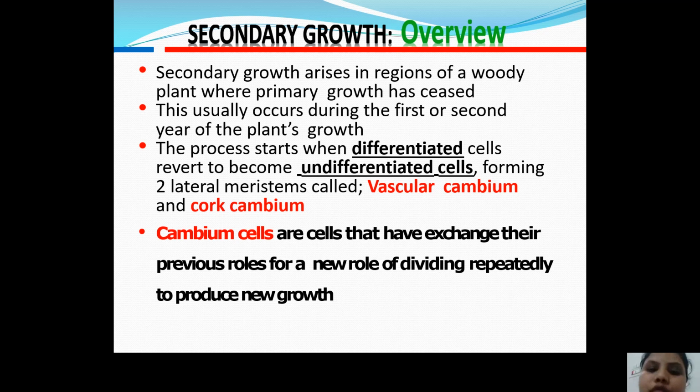This cork cambium is formed by the differentiation of the hypodermal cells, which is present in the cortex, and it gives rise to the periderm. Periderm constitutes cork, secondary cortex, and the phloem.